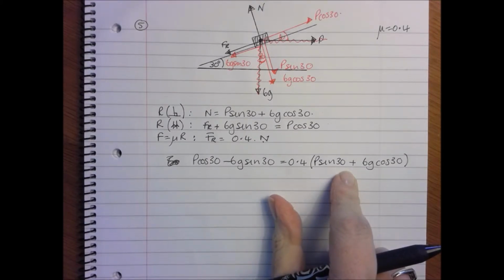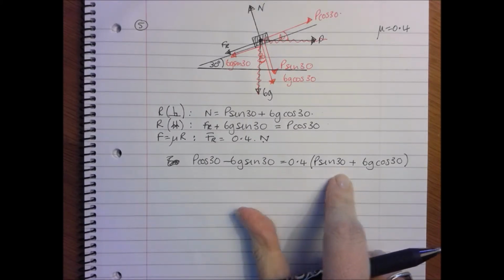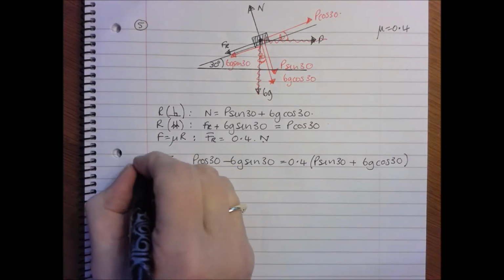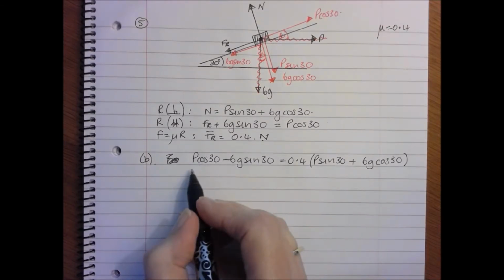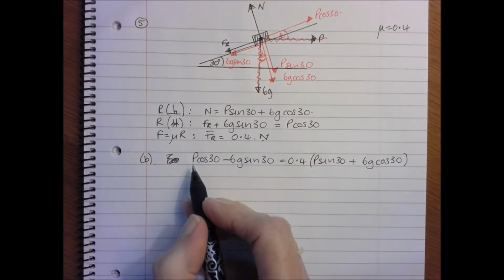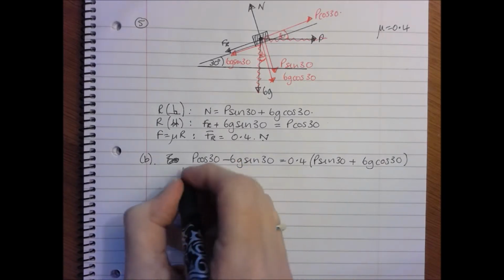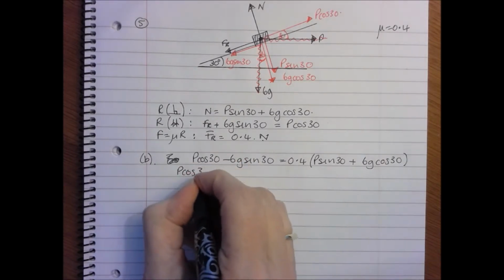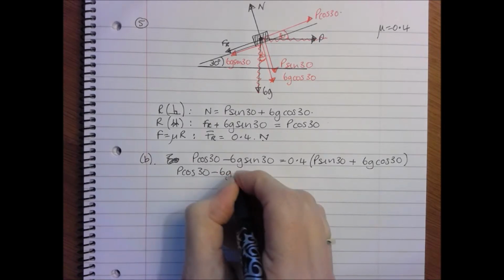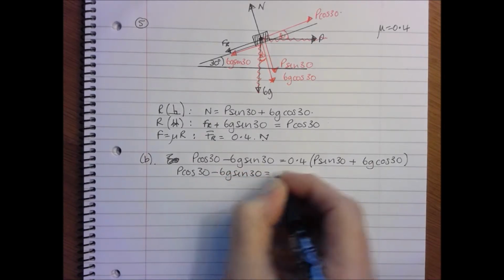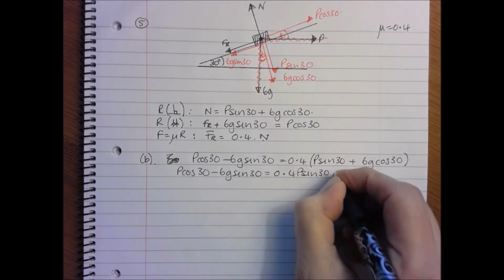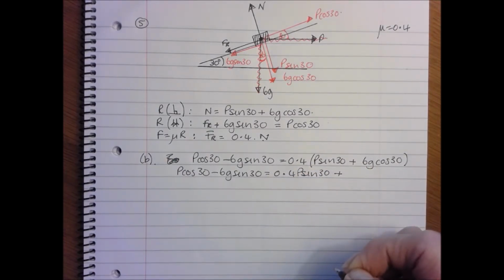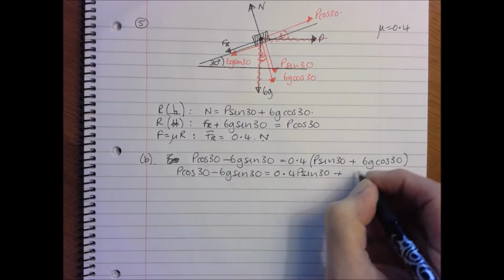Now it doesn't really matter which order you find those in as long as you label them properly. So I'm going to call this B because I'm going to find P first, and then I will find A later on. So what I need to do now is simplify this and collect all my P terms together. So P cos 30 minus 6g sine 30 is equal to 0.4 P sine 30, and then 0.4 times 6g cos 30.